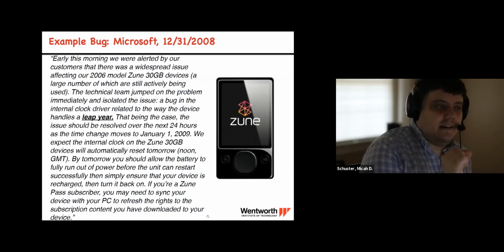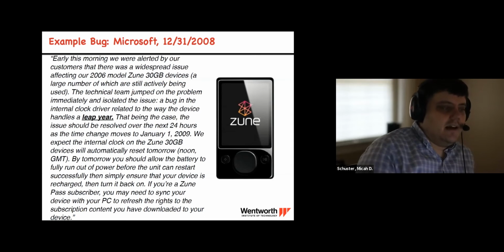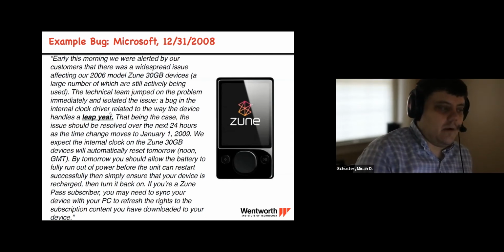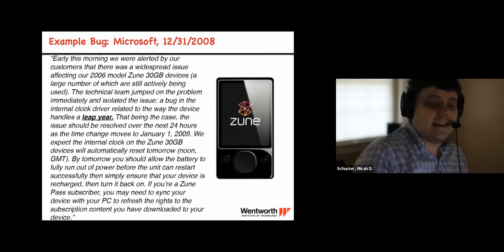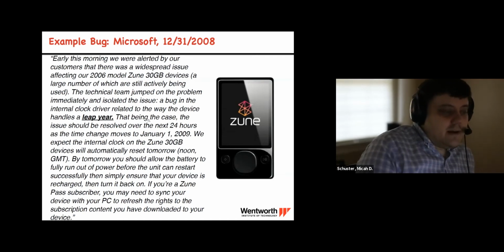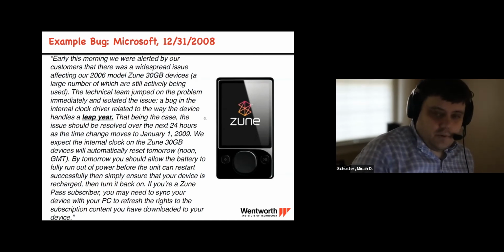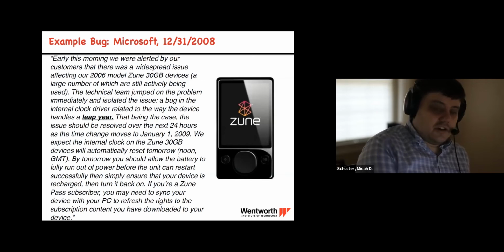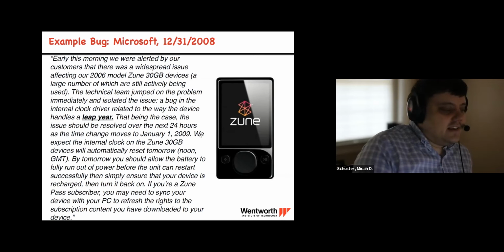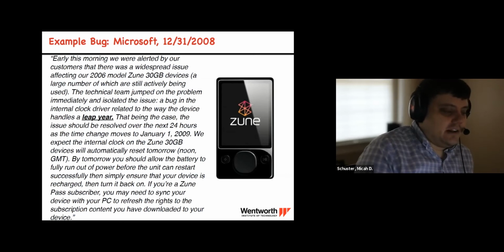So on that day, December 31st, 2008, there was a bug in their clock driver, and it was how it handled a leap year. There hadn't been a leap year yet. This was a 2006 model. 2008 was the first leap year that this occurred on. They said it would basically be resolved over the next 24 hours. And I'm going to show you the actual code that caused this error. So they said, we expect the internal clock to automatically reset tomorrow.